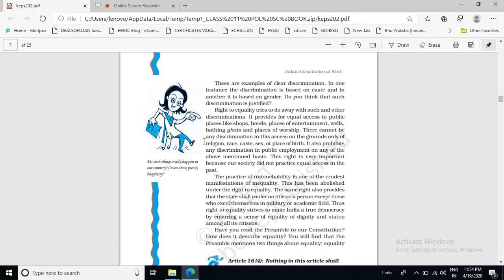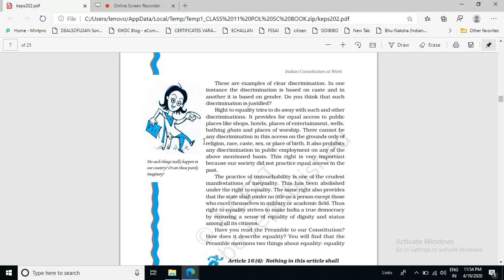And the right to equality is the basis of democracy, because democracy is based on the principle of equality. Democracy is the government of the people. If all the people are not equal, then there will not be any meaning of democracy. So democracy is based on this concept of equality.